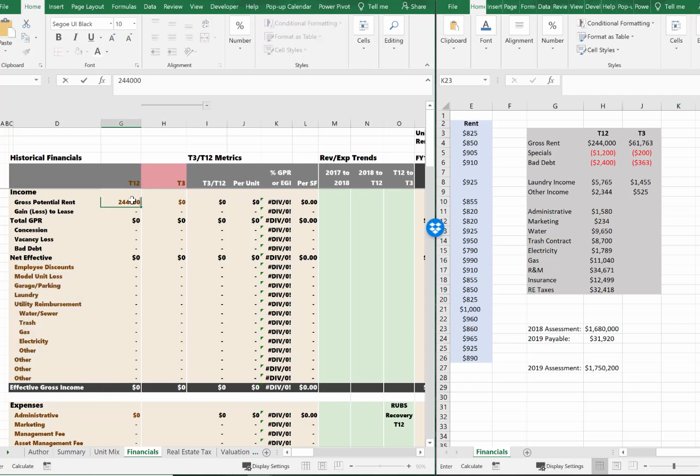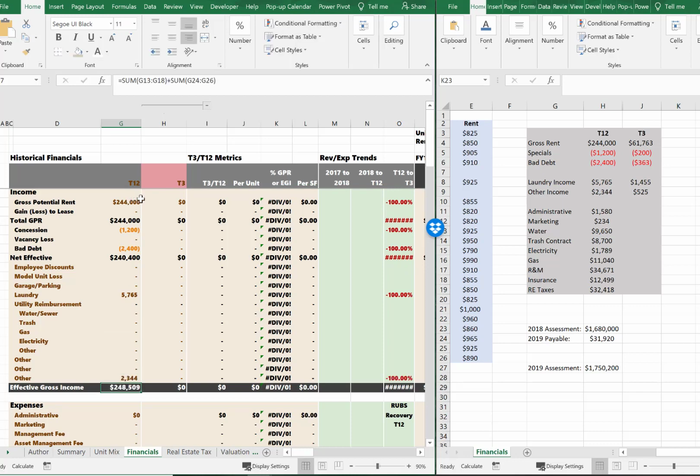So 244,000. The financials just show gross collections, so there's no vacancy loss or loss to lease. Looks like there's some specials, which would be concessions. The negative numbers that you need to input, there'll be like an orangish tint. So that's just to know that those are things that you can adjust. Vacancy loss, like I said, there's no vacancy loss. And then bad debt, minus 2,400. And then there was some laundry income, 65, and then just other miscellaneous income of 2344.